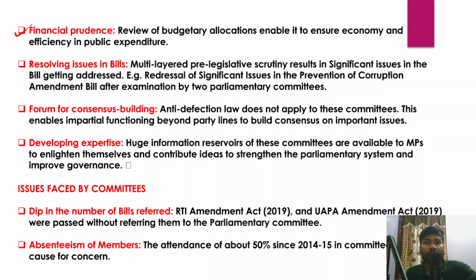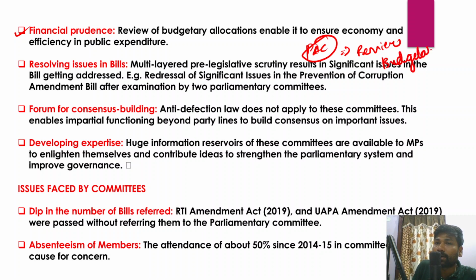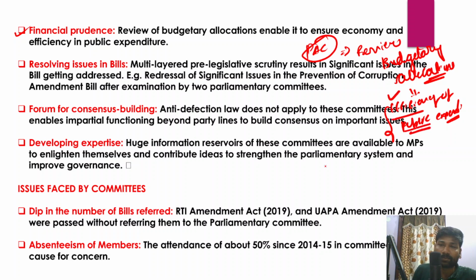Similarly, financial prudence. For example, committees like the Public Accounts Committee of the Parliament review budgetary allocations, and that ensures the efficiency of public administration and of public expenditure. Because they review the public expenditure or budgetary allocations, that ultimately results in efficiency in public expenditure.